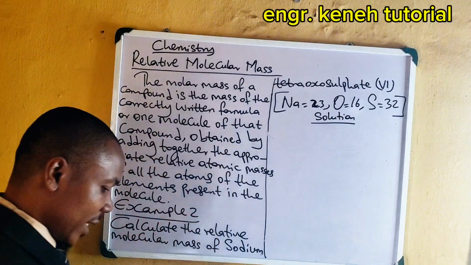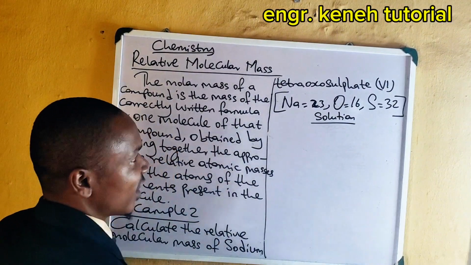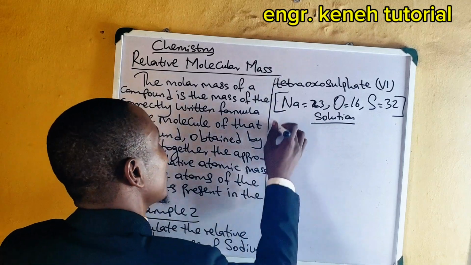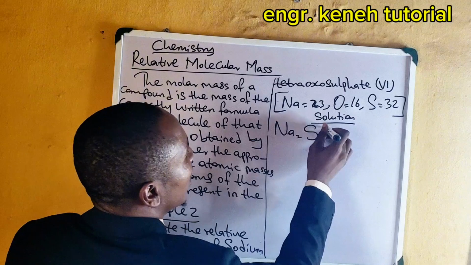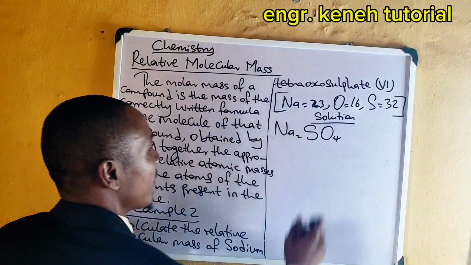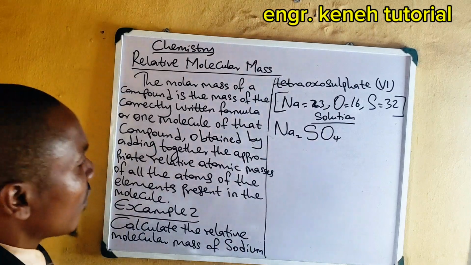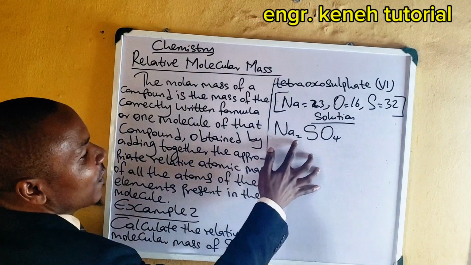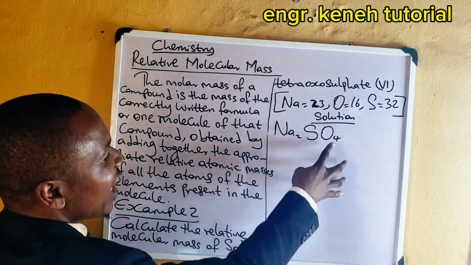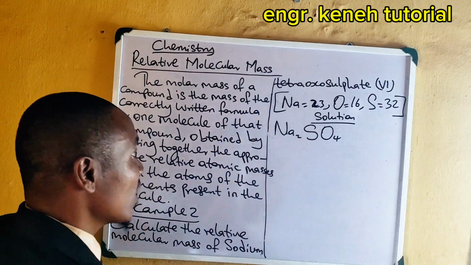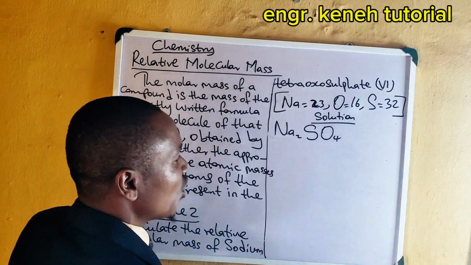First of all, you write the molecular formula. Sodium tetraoxosulfate 6, we have sodium tetraoxosulfate 6 like this. All right, so here it means that we have 2 atoms of what? Sodium. We have 1 atom of sulfur, and we have 4 atoms of what? Oxygen. So for the relative atomic mass of sodium, we have 23.